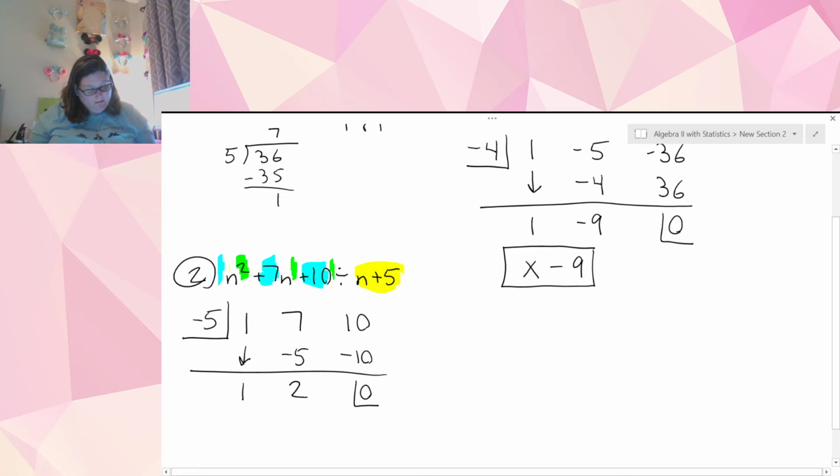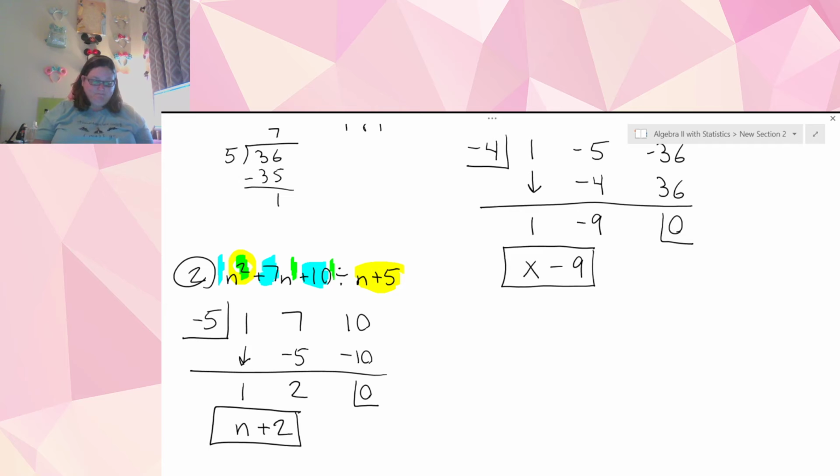So we look back at our original problem, and we look at that first exponent. The highest exponent was 2, and we go down by 1. So that gives me 1n plus 2. And I don't have a remainder, so I don't have anything else to add on to that. We're going to talk about remainders right now.